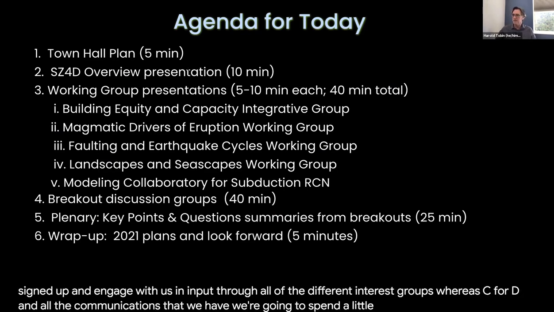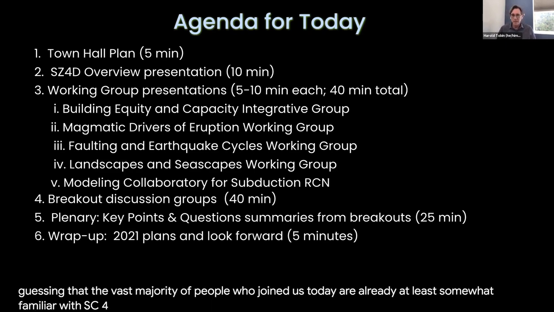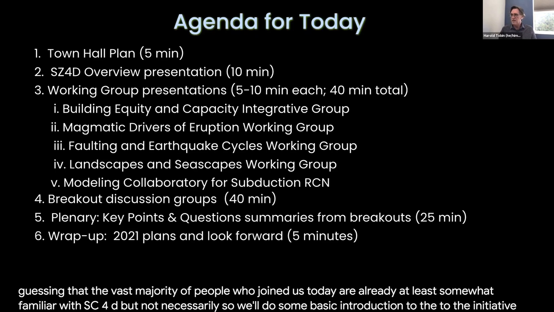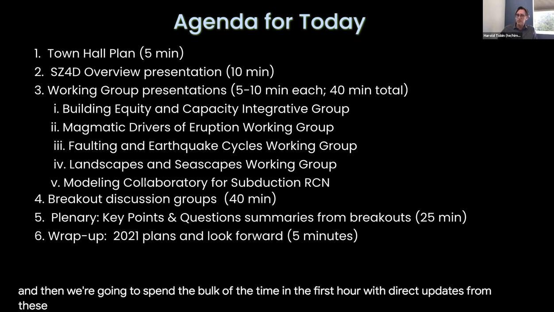We're going to spend a little time today giving you a very brief overview presentation. I am guessing that the vast majority of people who have joined us today are already at least somewhat familiar with SZ4D, but not necessarily. So we'll do some basic introduction to the initiative, and then we're going to spend the bulk of the time in the first hour with direct updates from these 5 different groups that are actively engaged in planning the SZ4D program.